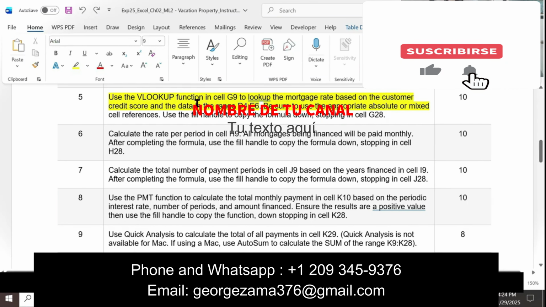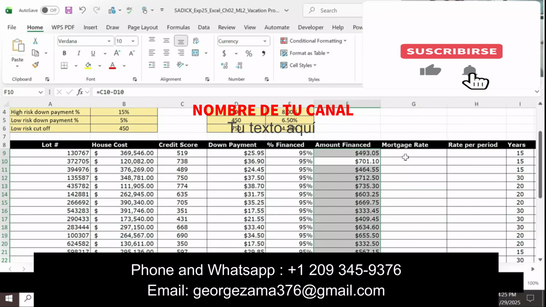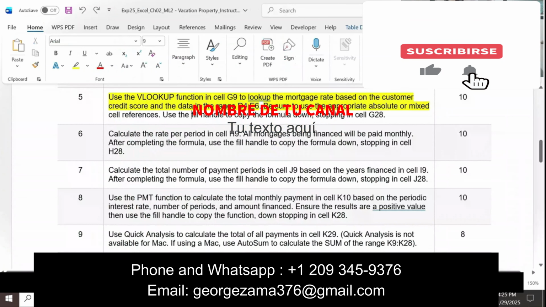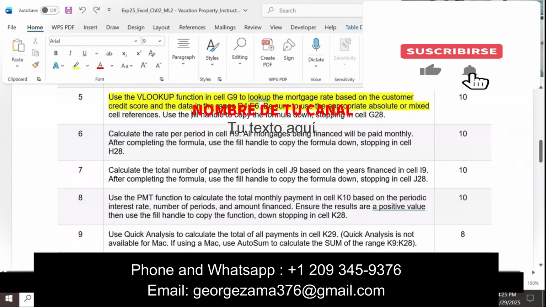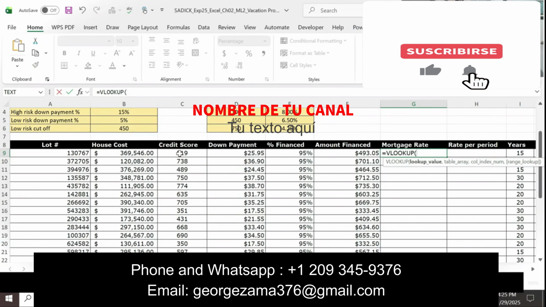So after reading the instruction, we get the idea that we have to use the VLOOKUP function in cell G9. So first we have to move towards cell G9 here. We have to find the mortgage rate. So we have to use a VLOOKUP formula there. Equal, then VLOOKUP. Now what we have to pass through that VLOOKUP: the lookup value, then table array, then column index. So what mortgage rate based on customer credit score? Where is credit score? Here is credit score.